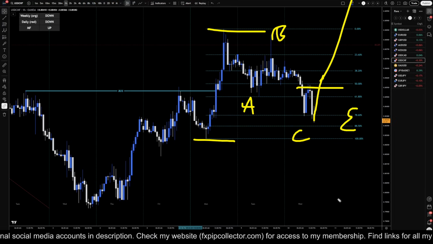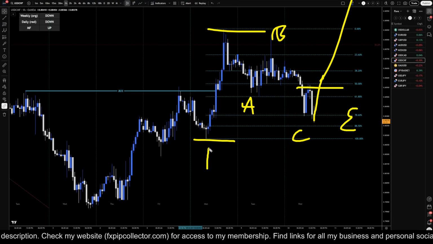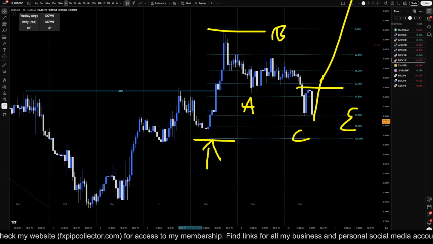We still got a few hours until news comes out, so a lot can happen between now and the news. And maybe it'll go down and grab this liquidity before it pushes up. Maybe the dollar will just keep on going down at the news.